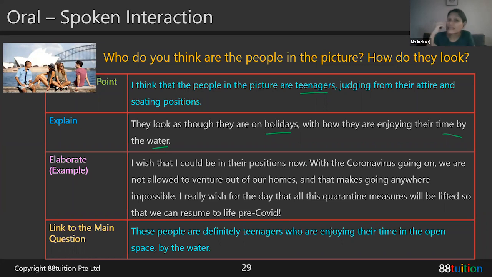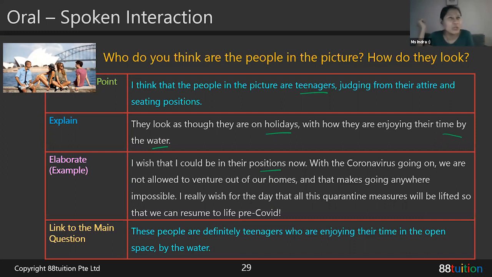Then you give me an example, or you share a little bit more, right? So I wish that I could be in their positions now. With the coronavirus going on, we are not allowed to venture out of our homes, and that makes going anywhere impossible. I really wish for the day that all these quarantine measures will be lifted so that we can resume life pre-COVID. In fact, students, to be honest, I've actually forgotten how it is to actually live, because the human memory stores things that are very short-lived. As we all know, it takes 21 days for us to form a habit, and it is well past 21 days right now.